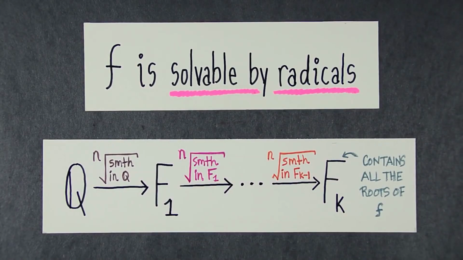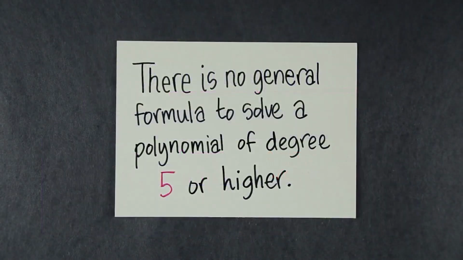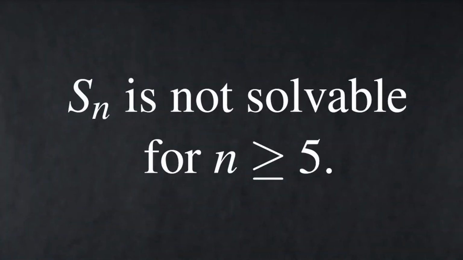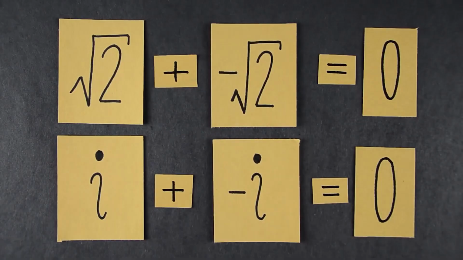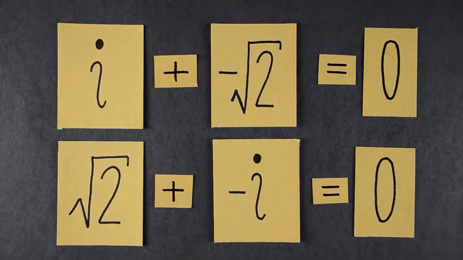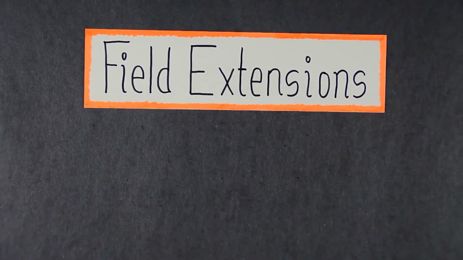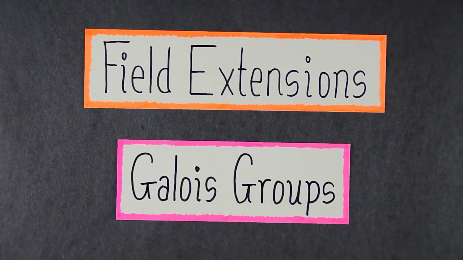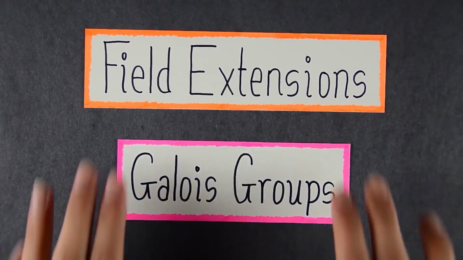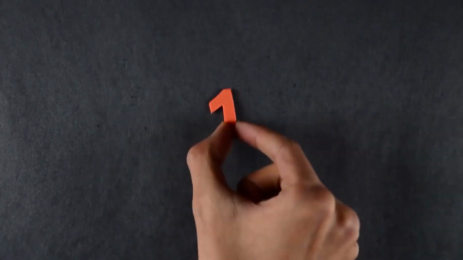The theorem we'll be building up to is the following. There is no general formula to solve a polynomial of degree 5 or higher. The reason why it's true boils down to a simple fact in group theory. But to see it, we have to connect polynomials, fields, and groups. So we'll first talk about field extensions, then the Galois group, and then we'll see how they come together to prove our theorem. Let's get cracking.